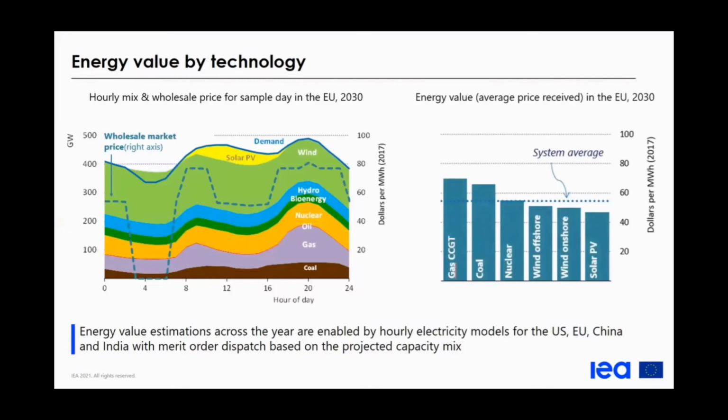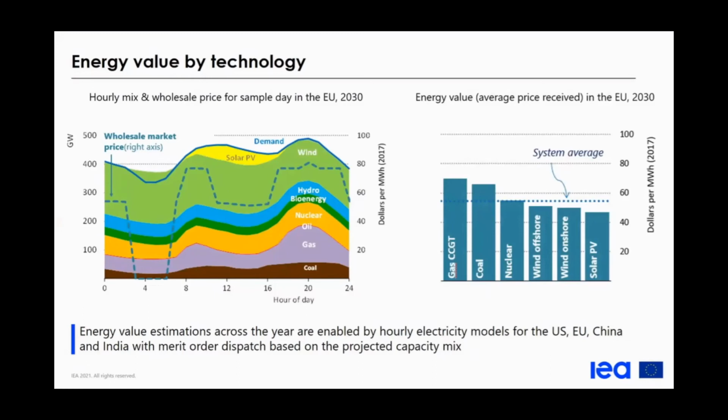It varies across technologies. Again, dispatchable technologies, and particularly the most flexible ones, are really able to capture those high prices at peak hours. So it means that their energy value is higher than the average of the system, and this even if they run fewer hours. For this particular European system, you can see as well that wind and solar, especially solar, produce when it's less needed. So in that case, they have lower energy values.